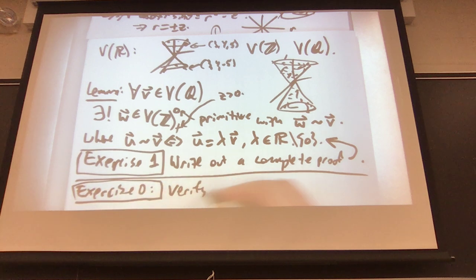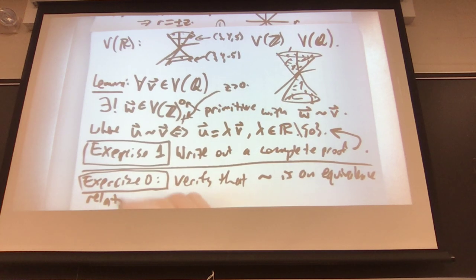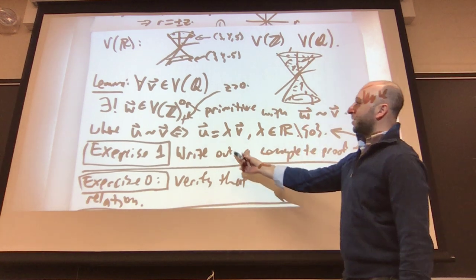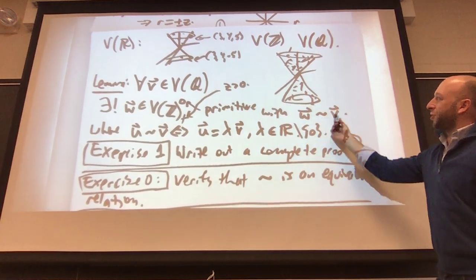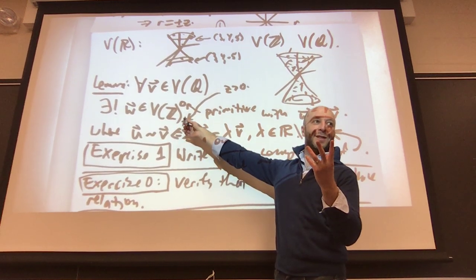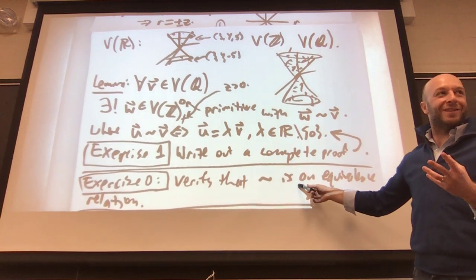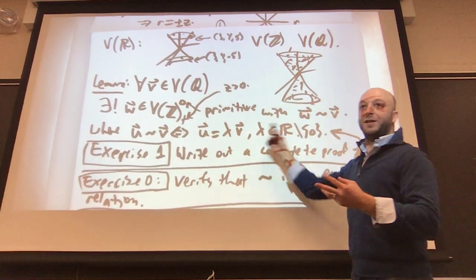Exercise 0. Verify that this is an equivalence relation. Was that supposed to help with proving the lemma? No. You can assume, in exercise 1, that this is an equivalence relation. All I'm saying is, after changing by a scalar, there should be a unique integer point, which is primitive and in the upper cone, instead of the lower cone. Exercise 0 is a separate exercise, which is a warm-up for exercise 1, although it's completely independent. Verify that this does indeed define an equivalence relation.